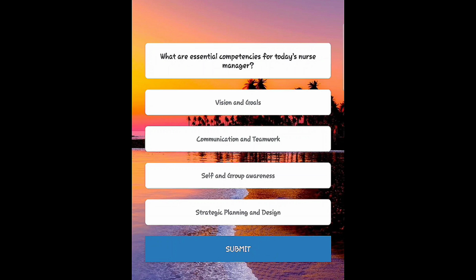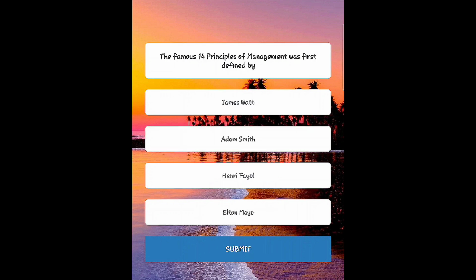Number 25. What are essential competencies for today's nurse manager? I think we had a similar question earlier. So just use communication and teamwork. Yes. The famous 14 principles of management were defined by, you should know this. Anyway, option A, James Watt. B, Adam Smith. C, Henri Fayol. D, Elton Mayo. Answer is Henri Fayol, of course.